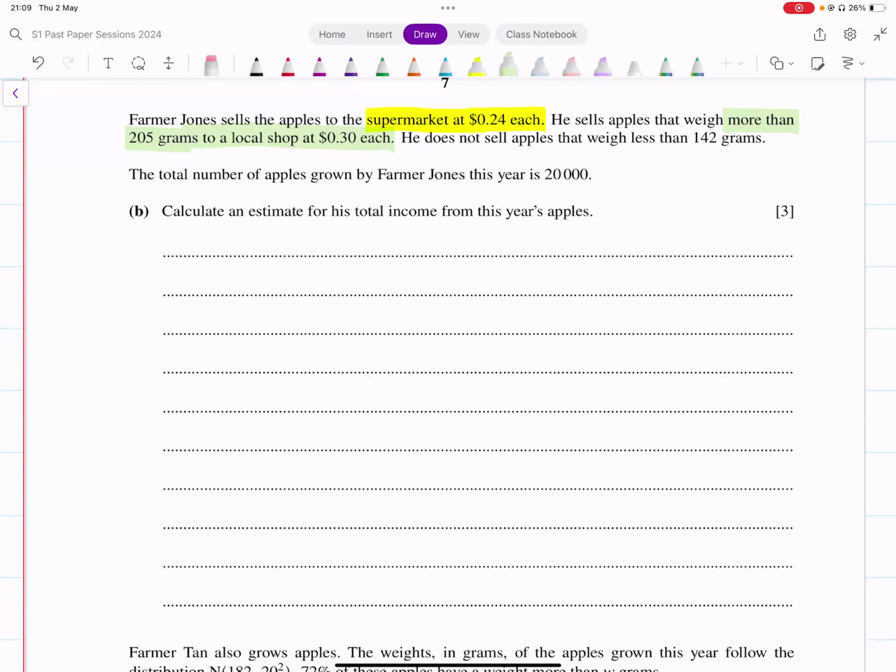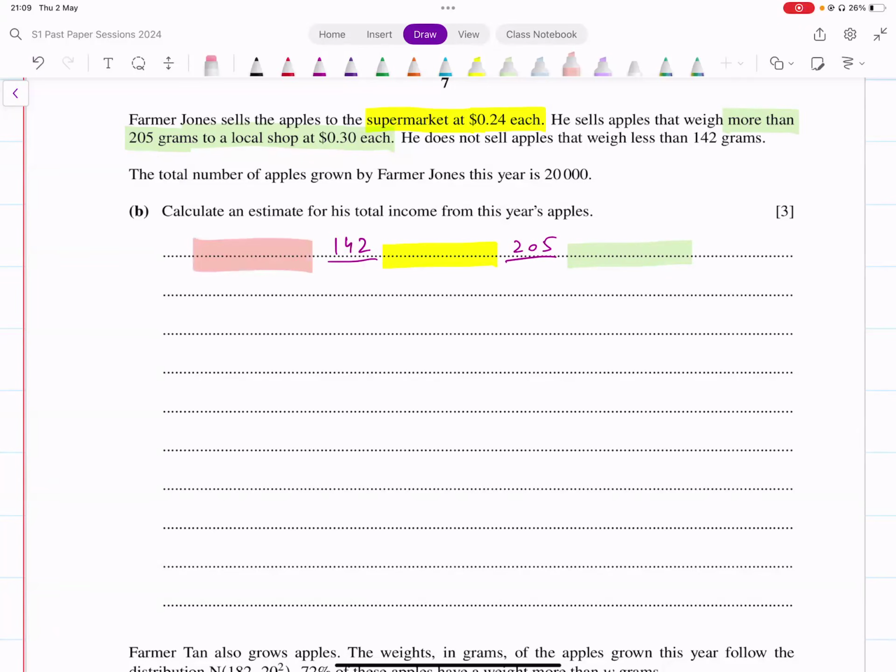Now, how do you find this estimate? So we can actually divide this into three parts, basically. We can say one cutoff point is 142 grams, another cutoff point is 205 grams. An apple is either going to be in the region in the middle, in this region, or it's going to be in the region on the right side, where it weighs more than 205 grams, or it's going to be in the region on the left side.